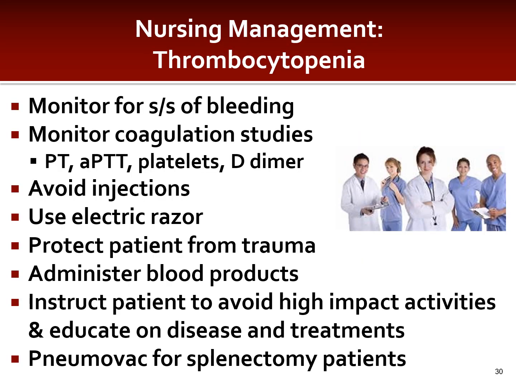So again, I kind of got a little bit ahead of myself. You're going to monitor for signs and symptoms of bleeding for thrombocytopenia, and monitor your coagulation studies, which is your PT, PTT, platelet, D-dimer. We don't want to give any IM injection because again, they're at risk for bleeding. And I told you about the razor; protect them from trauma. They may have to have blood. Also, these clients need to be taught to avoid any high impact activities. Educate them on the disease and treatment.